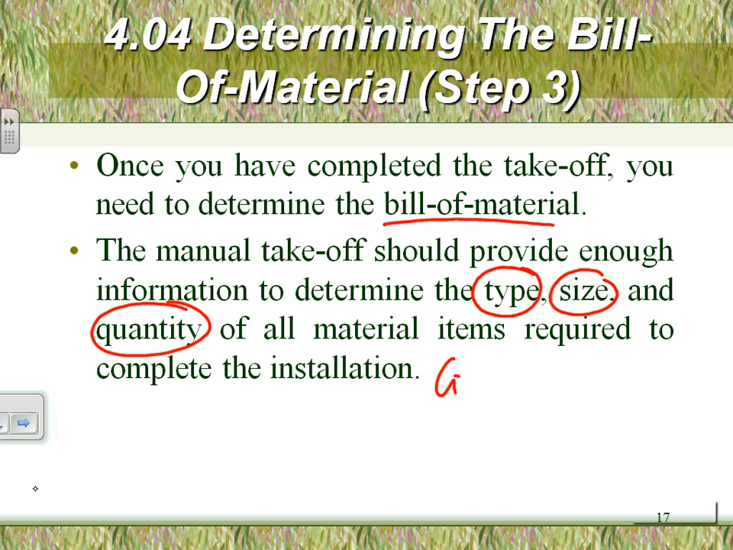For example, a material item is required for installation. So I have GFCI, 20 amps, is the type. The number is 33 of them. That's a bill of material. GFCI receptacle, 20 amp, 120 volt, the type and the size, 33 of them. Is that enough to get me a bill of material?